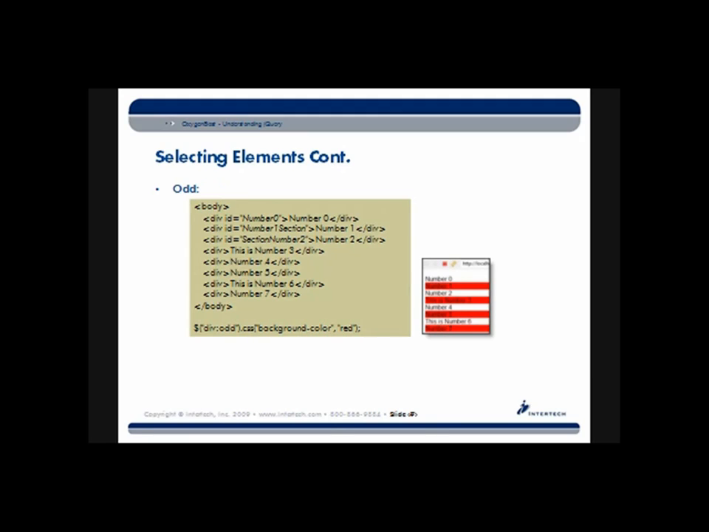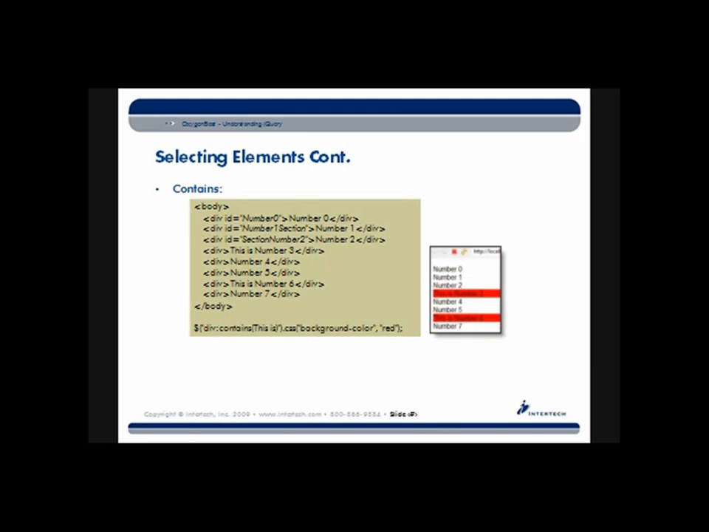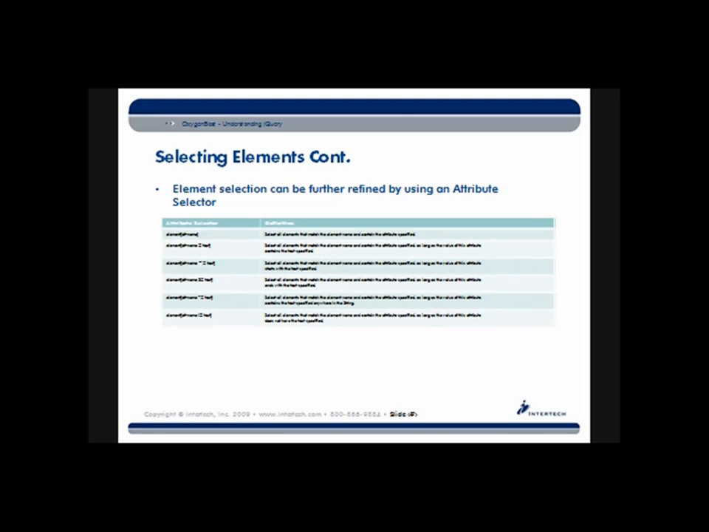Another example, here I'm calling odd on all my div elements. It selects all the odd elements and changes the background color. And here is one called contains. Here it's actually looking at the text of the node. So I can say, if it contains some text, in this case, the words this is, then I want to change the background color. So again, a few examples of selecting some elements.